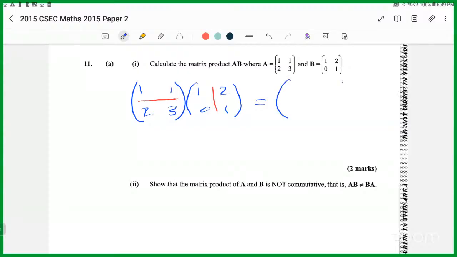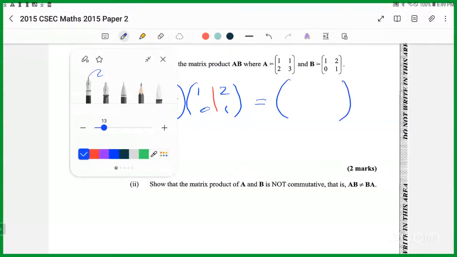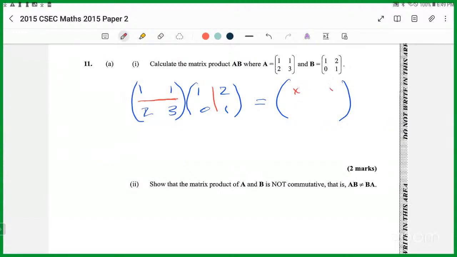Let's put it here with 4 values. So the first value right here is positioned in the first row and the first column. So to get it, you have to multiply this first row by this first column. You multiply the first element in the row by the first element in the column, and then the second element in the row by the second element in the column, and you add the values.